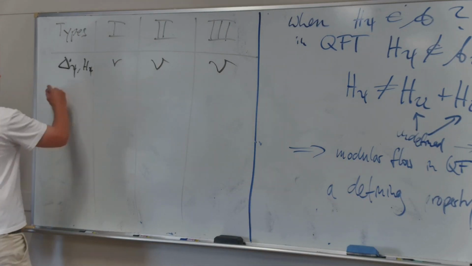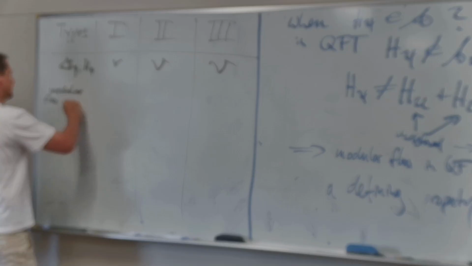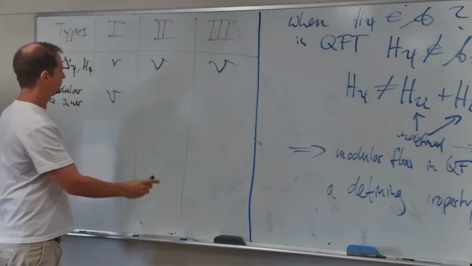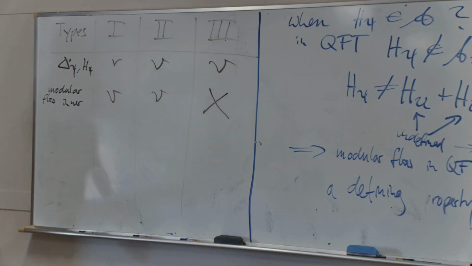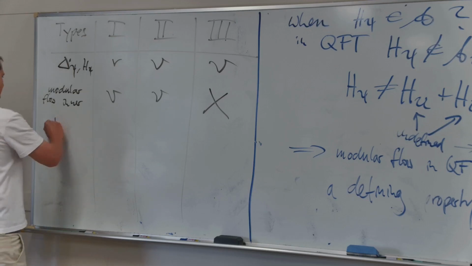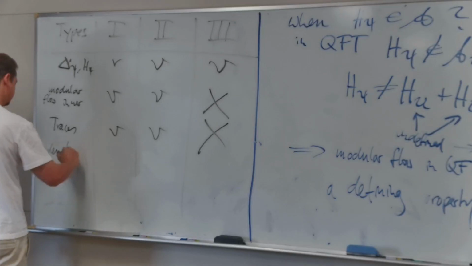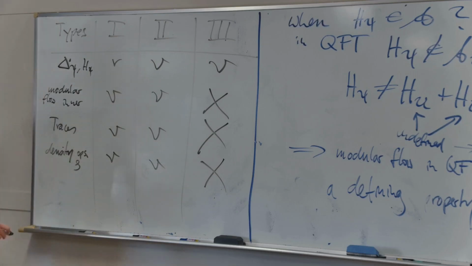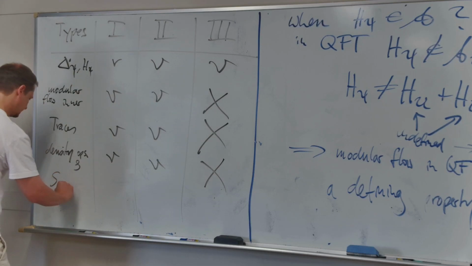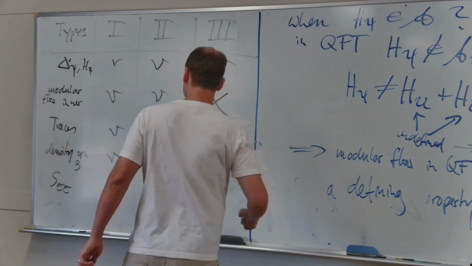Then this modular flow, inner, yes, you can construct counterexamples, but it exists, and here it just never exists. Then traces, they exist, they don't exist in type 3, and so density operators rho, clearly they exist here, they exist here, they don't here, and so entanglement entropies, you can compute them here or can't compute them there.